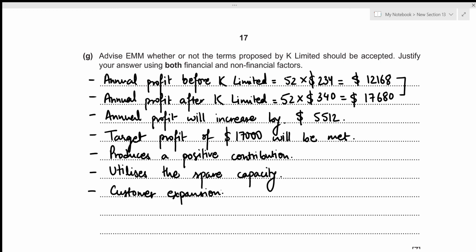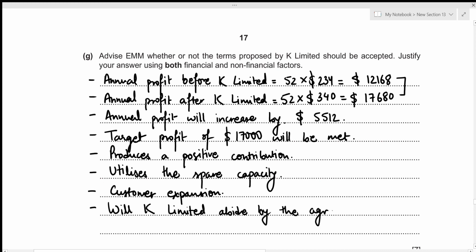Next, we know that K Limited presented us with a condition of allowing them 5% settlement discount for weekly payment, right? Or payment within 7 days. So will K Limited abide by the agreed settlement terms, because we have not yet traded with them? So do we trust them or not? That's very questionable. Let's write it down as well. Will K Limited abide by the agreed settlement terms.